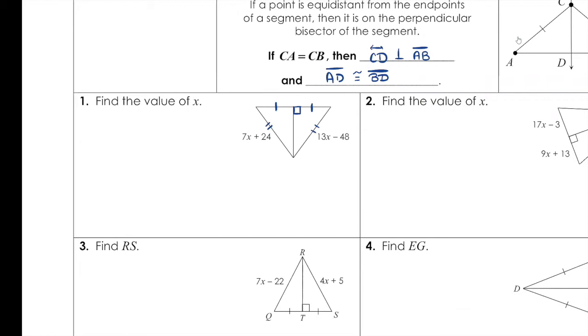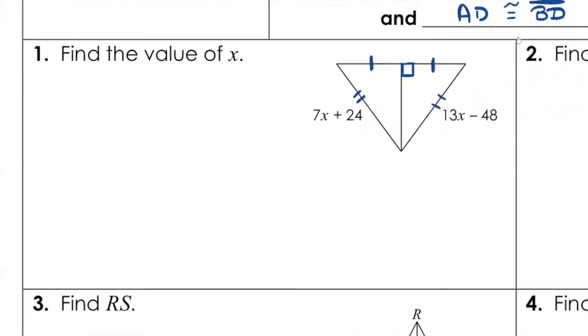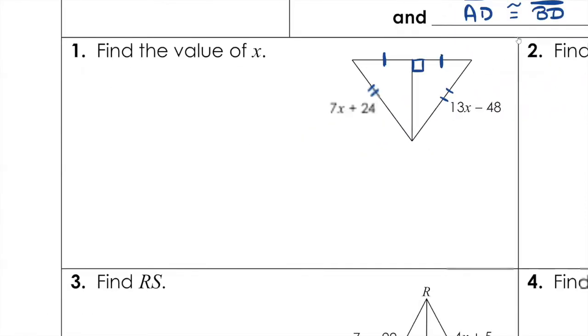Okay. So how can I set up a congruent relationship? What you got? You do 7x plus 24 equals 13x minus 48. Yeah, you just set them equal to each other, because if they're congruent, they are equal.